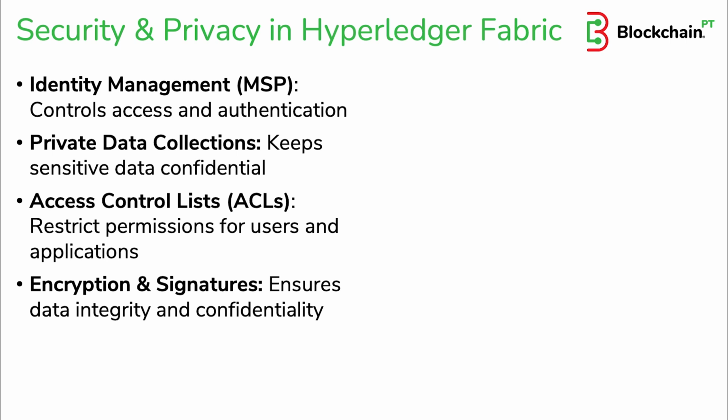Security and privacy in Hyperledger Fabric. So, what about security and privacy in Hyperledger Fabric? Well, access control and authentication is performed by the membership service provider, with sensitive data kept confidential through private collections. Access control lists allow to restrict permissions for users and applications. Finally, data integrity and confidentiality are provided by encryption and digital signatures.